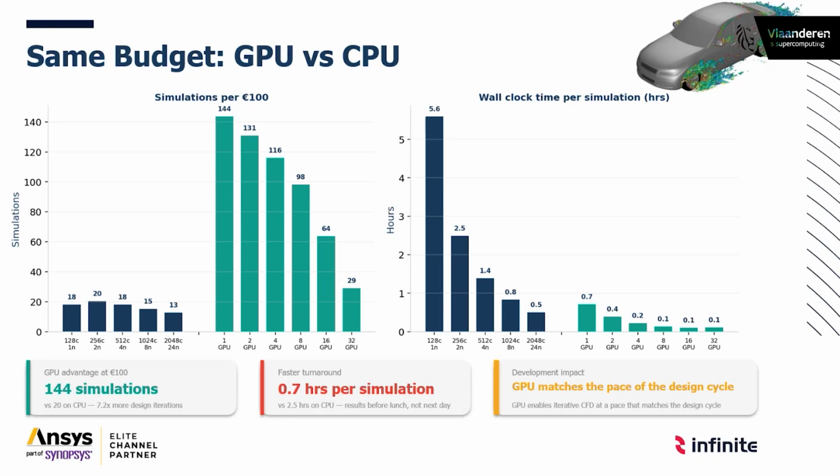Also in terms of wall clock time, if I look at a general CPU setup, it's 2.5 hours, which is a quarter of your working day. If I then go to a GPU, I could easily reduce it to an hour, so just during lunch, or even further reduce it to 6 minutes. So just taking a coffee and you come back and your results are ready.